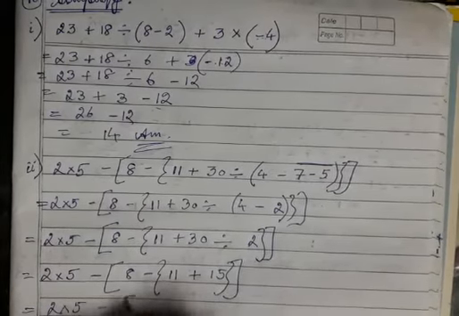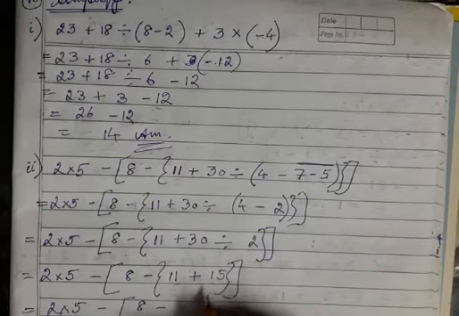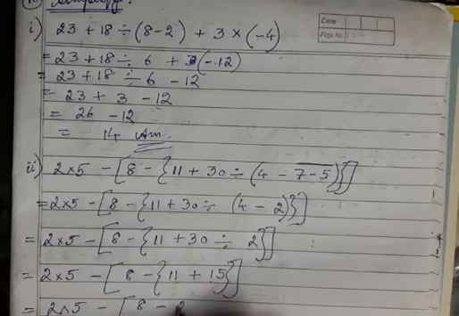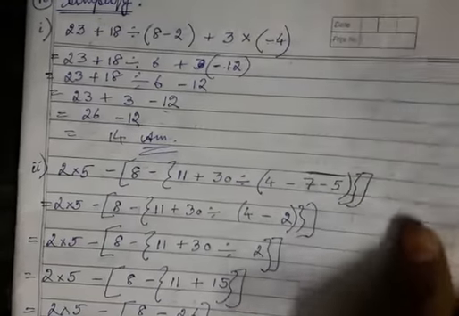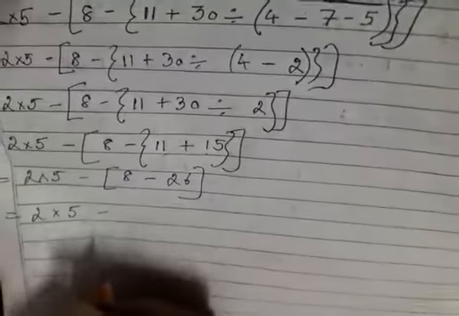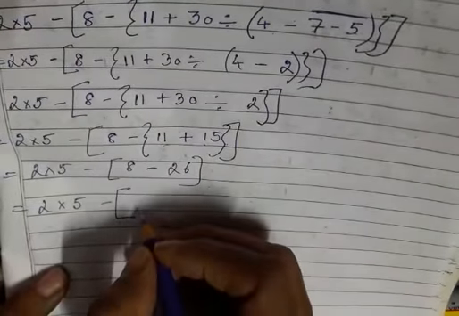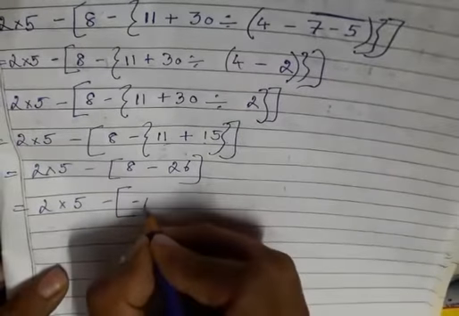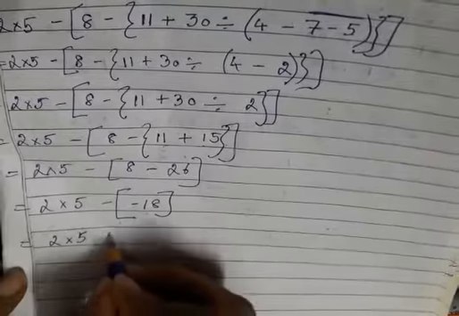Now we will remove the second bracket also. 11 plus 15 is 26. Now we will solve the third bracket. 8 minus 26 is minus 18. So 2 into 5 plus 18.